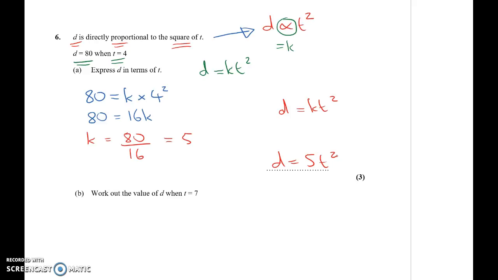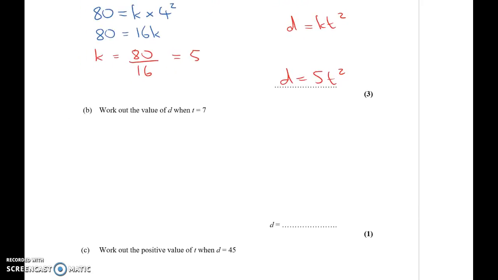Right, part B. Work out the value of D when t equals 7. How many marks? 1 mark. Looks familiar, just like last time. So we'll write out the exact same formula again. D equals 5t squared. Let's substitute t to find D. So we've got D, which we don't know, is equal to 5 times 7 squared.